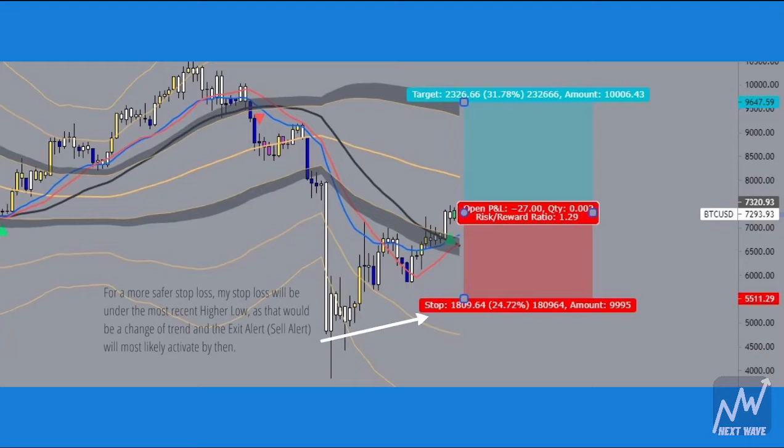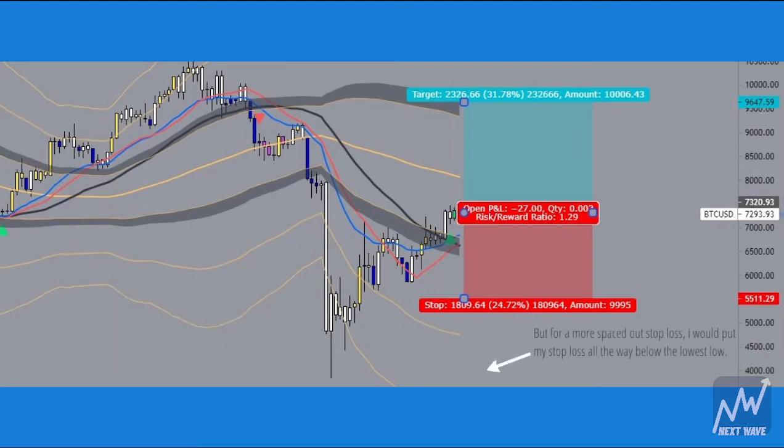For a safer stop loss, my stop loss will be under the most recent higher low, as that would be a change of trend, and the exit alert, sell all alert, will most likely activate by then. But for a more spaced out stop loss, I will put my stop loss all the way below the lowest low. And that's where my stop loss will be. Take note of the risk to reward. Here, the risk to reward ratio is 1.29.